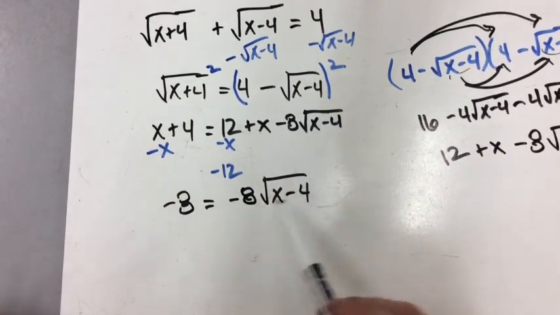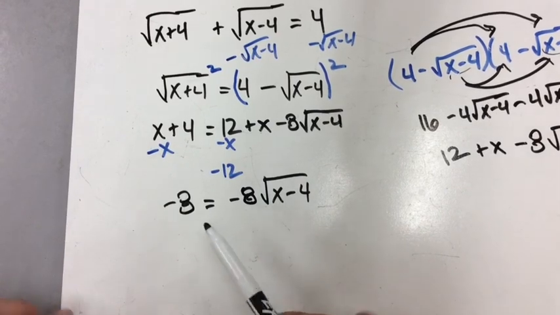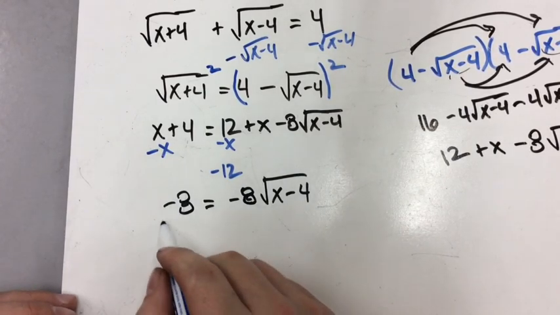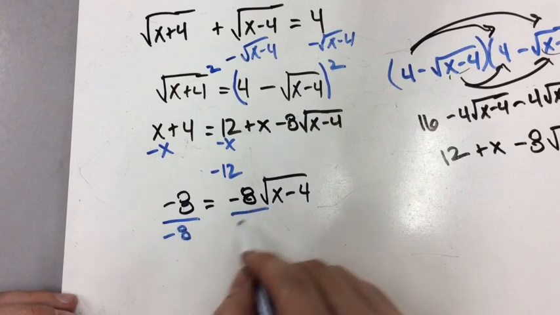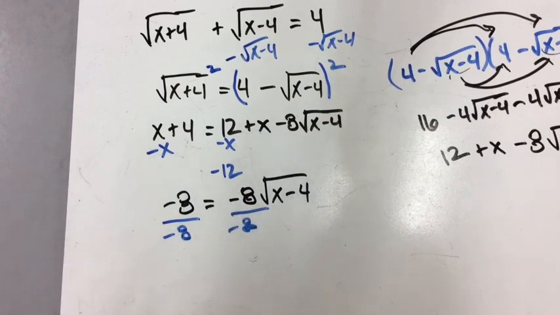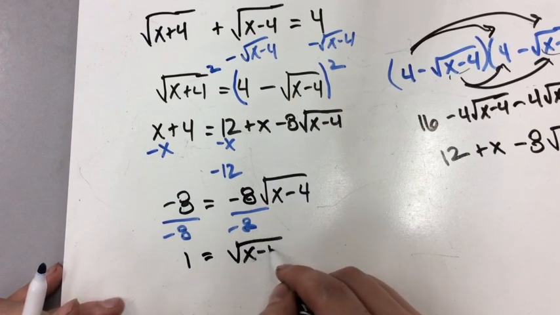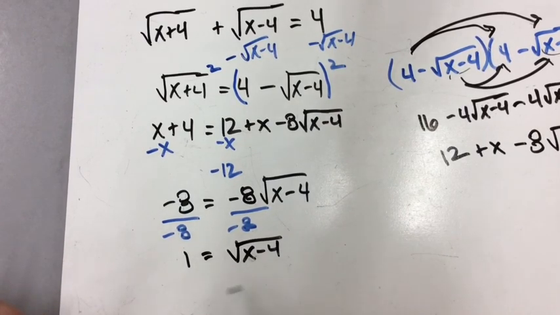From here, I want to get x minus 4 by itself. We're going to go back to exactly what we were doing on the last two examples. So we want to get this radical by itself. Again, I'm going to divide by negative 8 now. This will give me that 1 equals the square root of x minus 4. And check it out, now we've isolated the radical once again. So we're just going to do exactly what we did before.